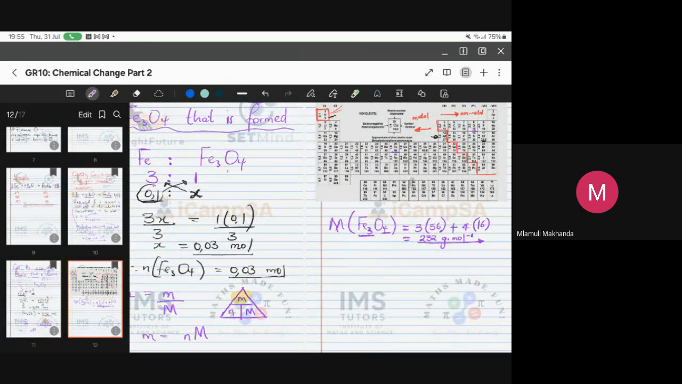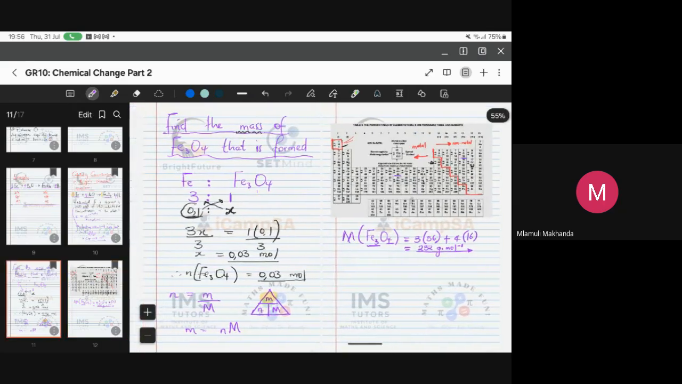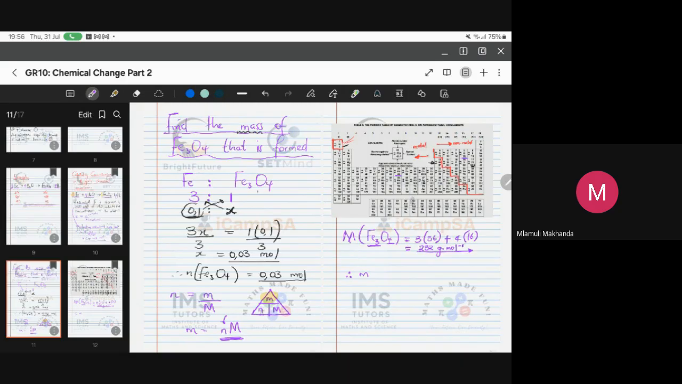For every 1 mole of Fe3O4, we get that it actually weighs 232 grams. Okay, now we can find our mass. Therefore, our mass, we substitute here, remember we have n, which was 0.03, times 232. And our answer becomes, what is 232 times 0.03? About 6.96 grams will be formed.